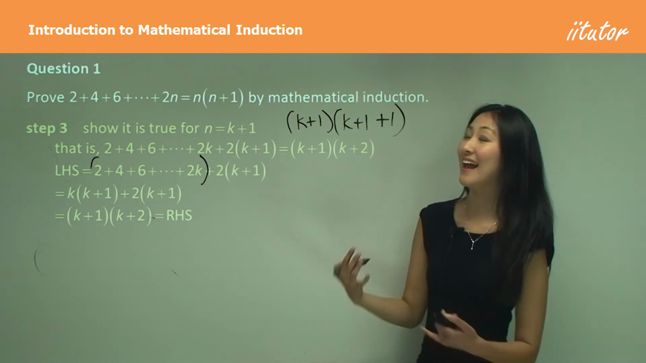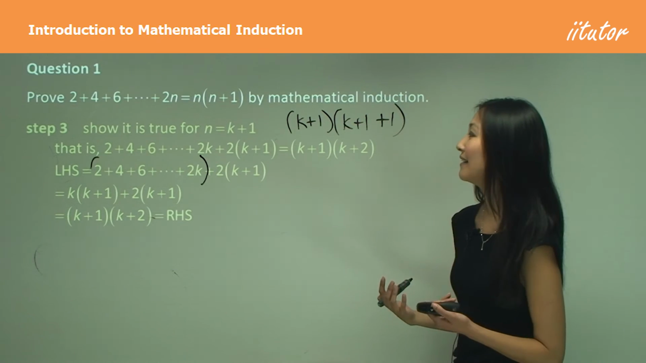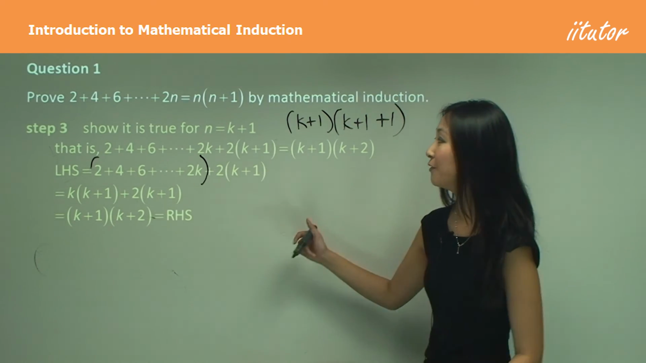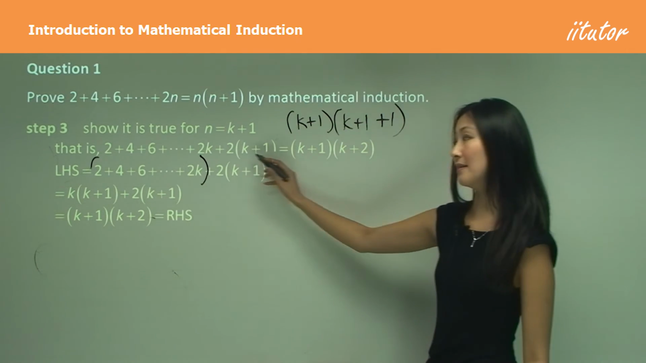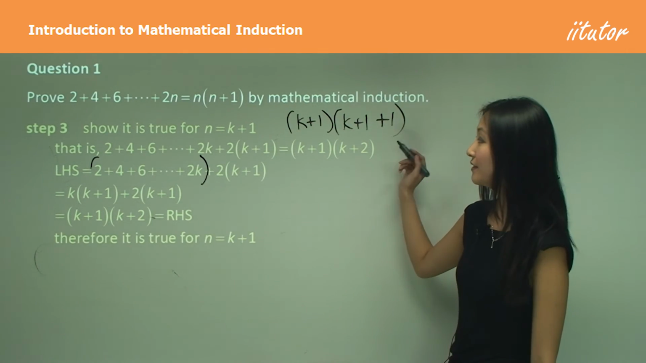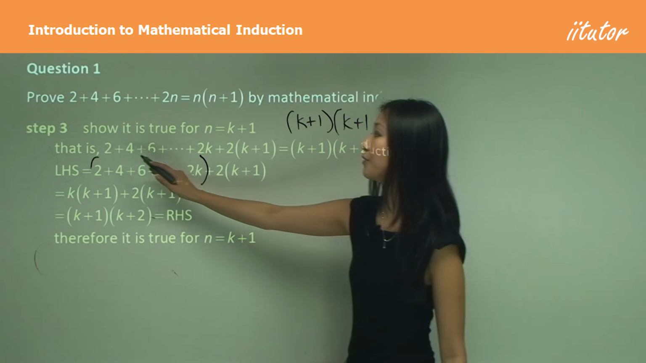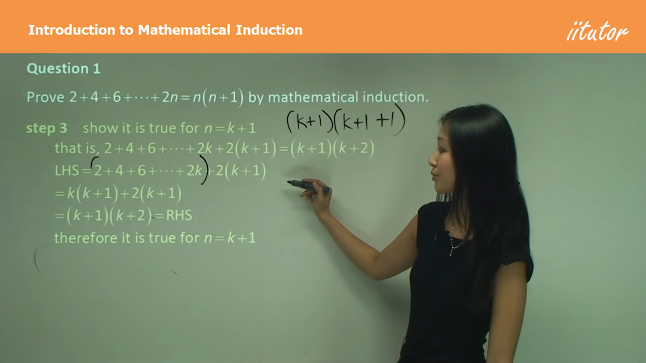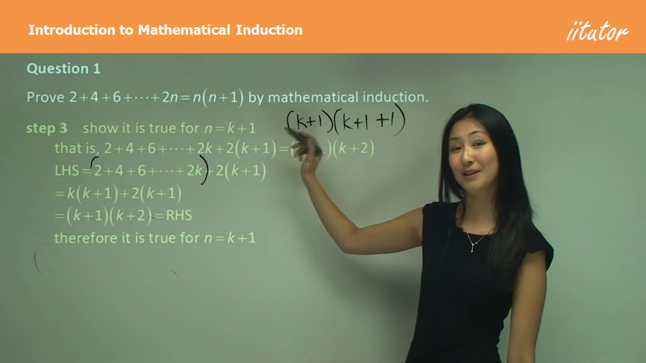And that looks exactly the same as the right-hand side. So we can say that now we've made the proof. We've made the proof that the left-hand side equals the right-hand side. So therefore, we've proved this over here. So therefore, since we've made the proof that this equation does equal to that, we can say it is true for n equals k plus 1.